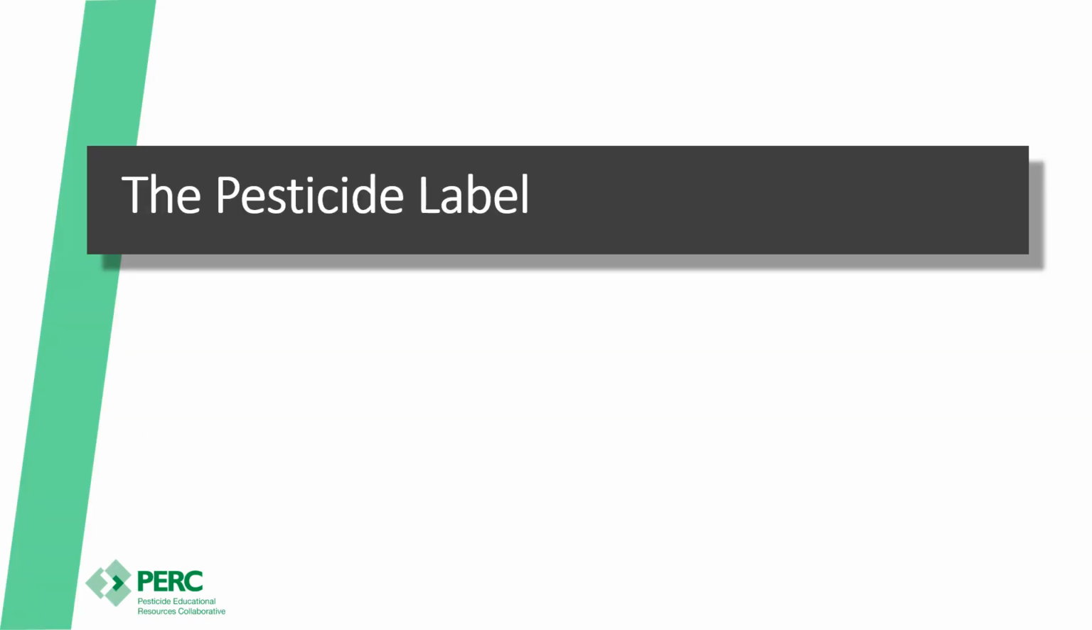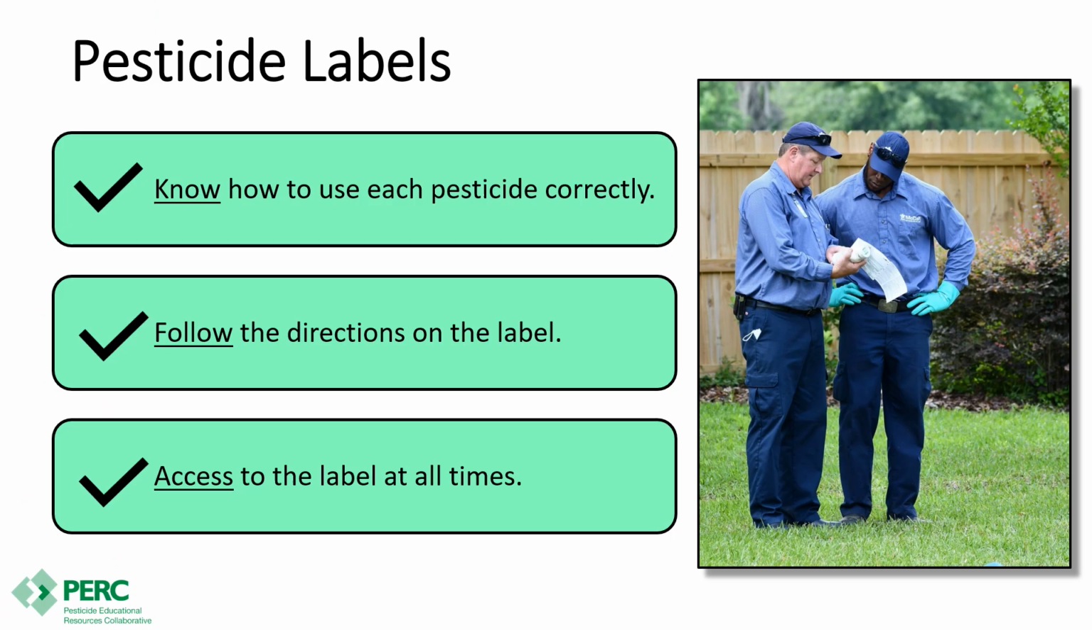Now we'll take a closer look at pesticide labels and learn why they're so important. It is the responsibility of both you and the certified applicator supervising you to use each pesticide correctly by following the directions on the pesticide label. When you use a pesticide, your supervising applicator must give you access to the product label at all times while using the product, including mixing, loading, and/or applying.